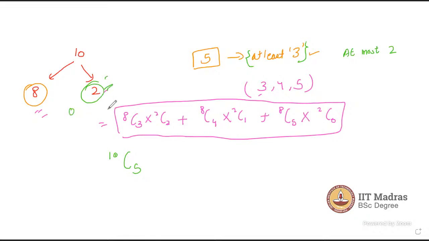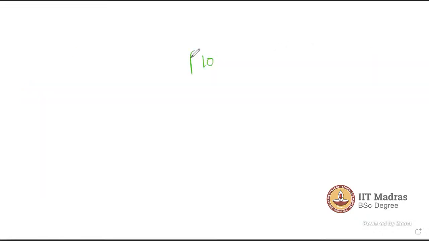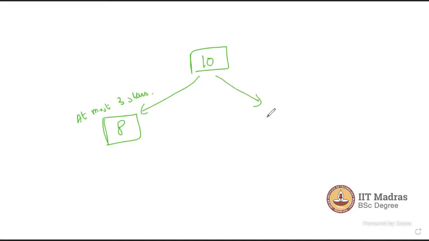Can you please repeat again? Okay, let's look at it. There are a total of 10 participants, right? 8 participants satisfy my criteria of at most 3 stars, right? The question was framed to confuse. I just took the last, at most 3 stars, and did the answer.